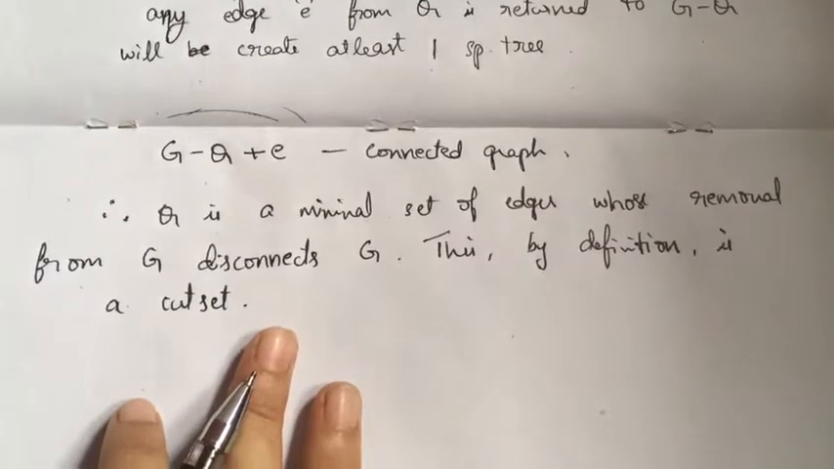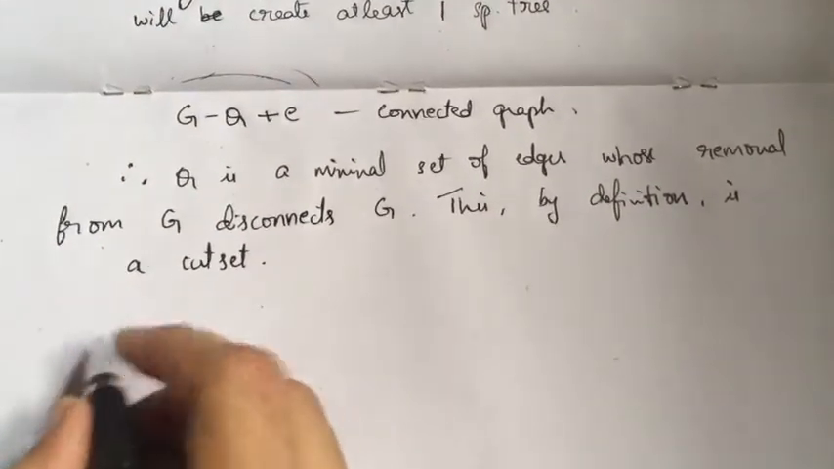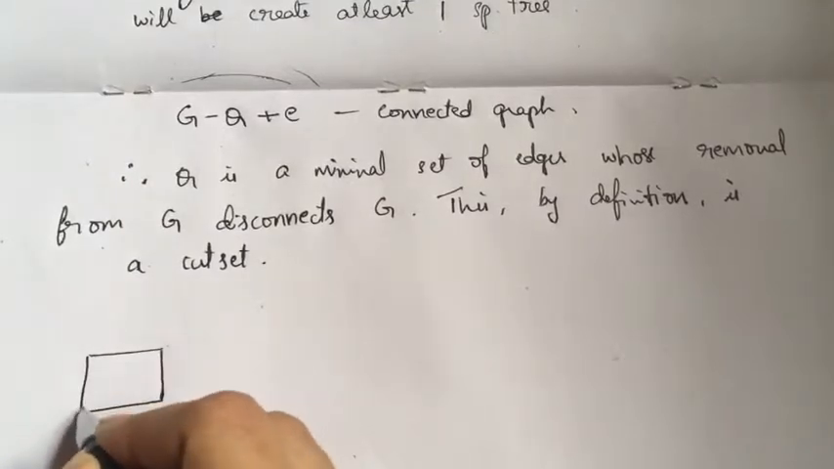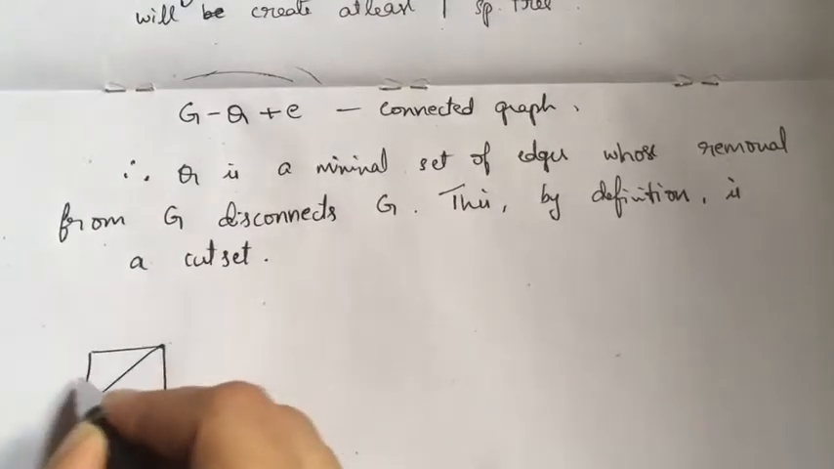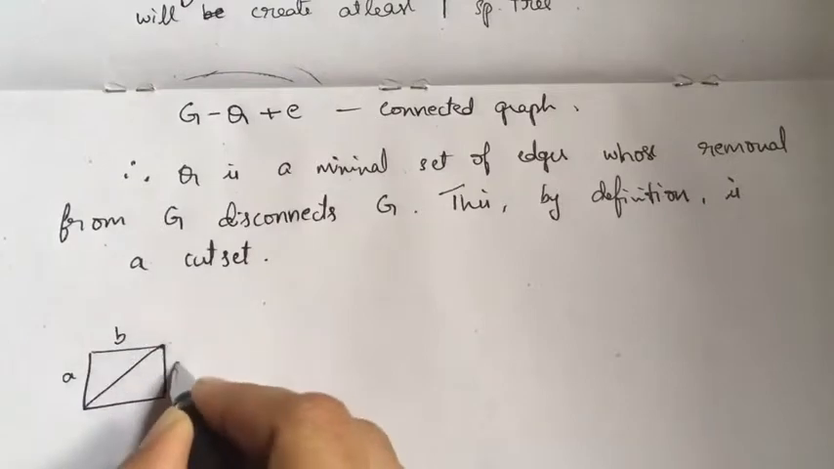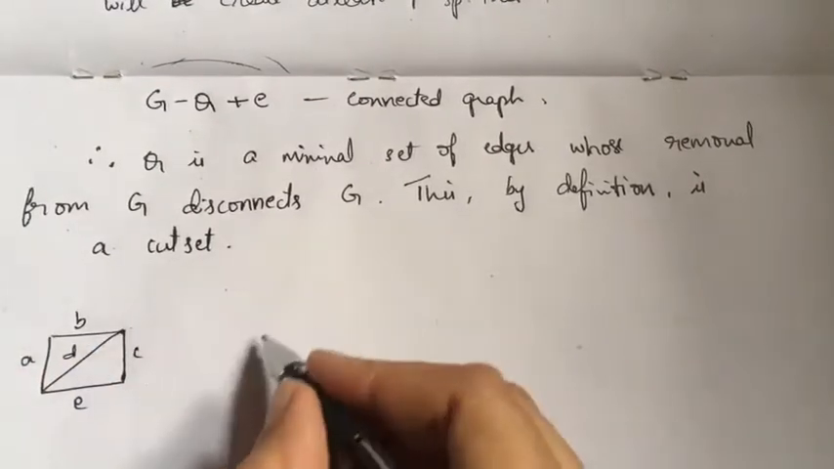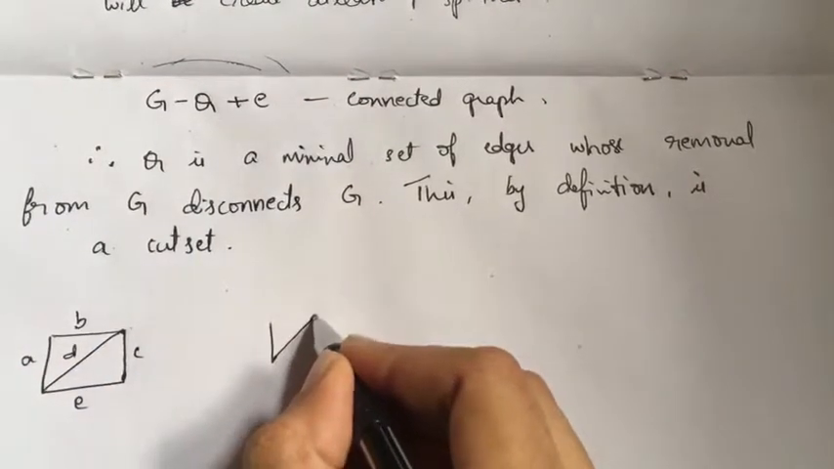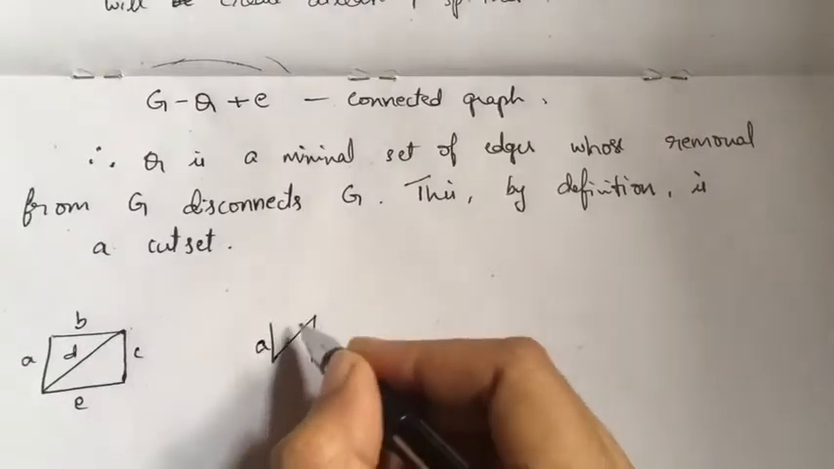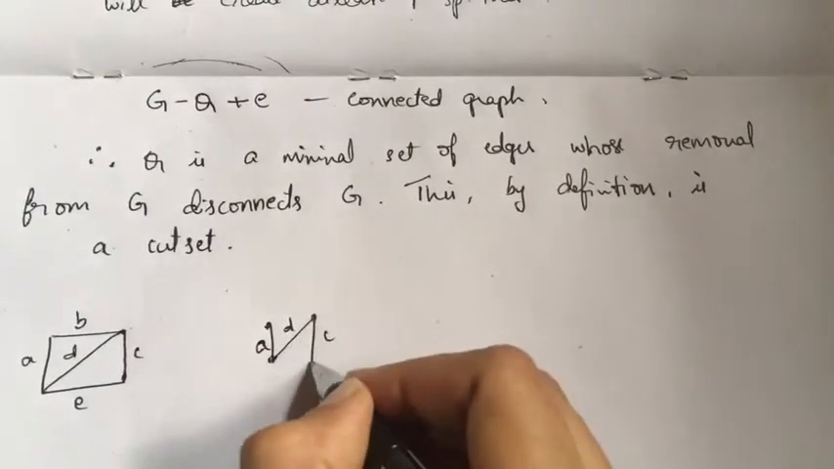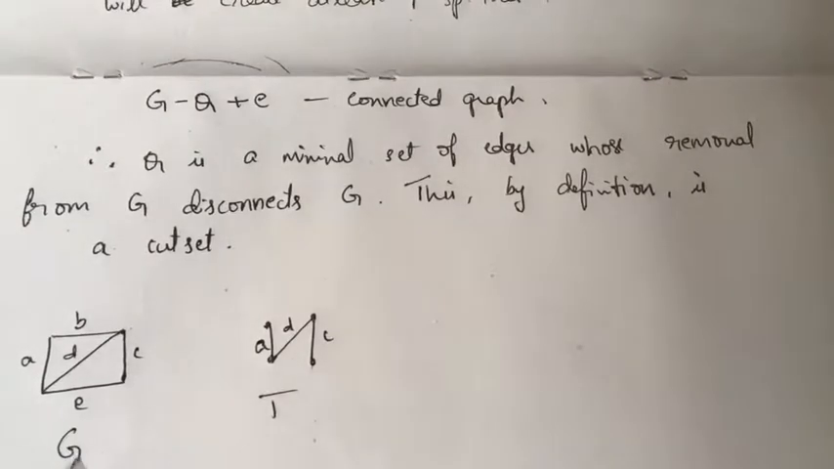Say, for example, if I take a simple graph like this, with edges say A, B, C, D and E. I'll define a spanning tree. Let it be like this. A, D and C is my spanning tree, say T. This is my graph G.